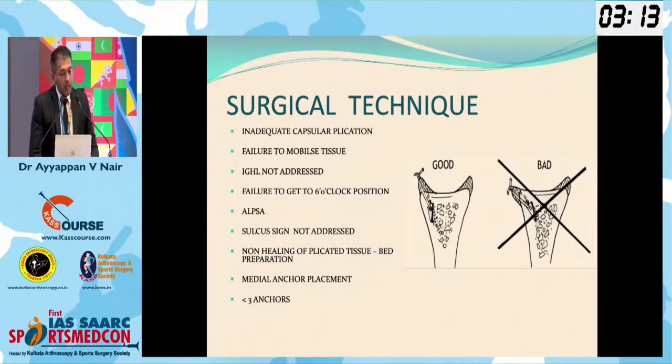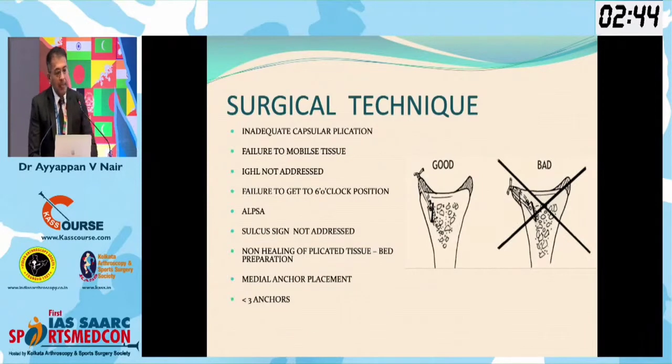And whenever we are preparing the labrum, we also have to prepare the cartilage. That means we have to take a small rim of cartilage from the side of the glenoid, because that is very important. There is no healing between the soft tissue and the cartilage. The healing happens only between the bone and the soft tissues. So we have to take a small rim of cartilage. That's very important in the healing.